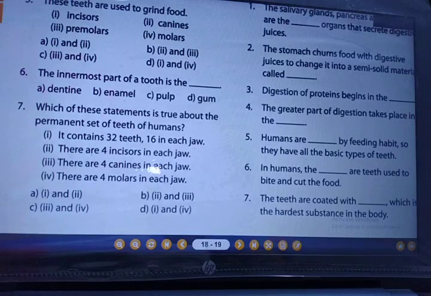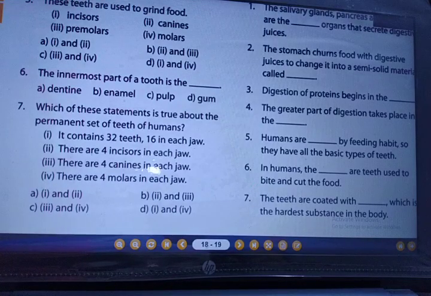The teeth which are used to grind food are premolars and molars. Now let's move to question number 6. The innermost part of the tooth is called the innermost... Have you heard this word, innermost part of the tooth? There are four options: dentine, enamel, pulp and gum. The right answer is pulp. It is not enamel, it is pulp.